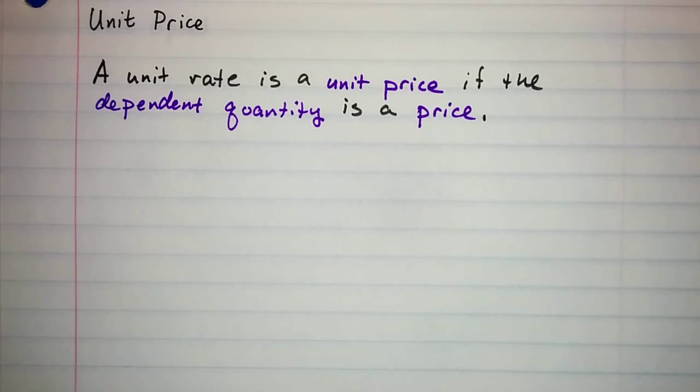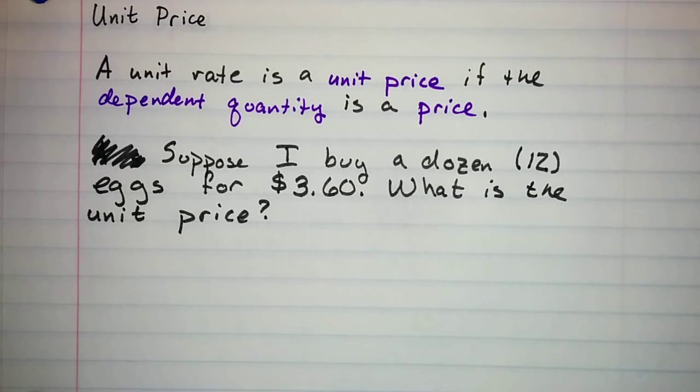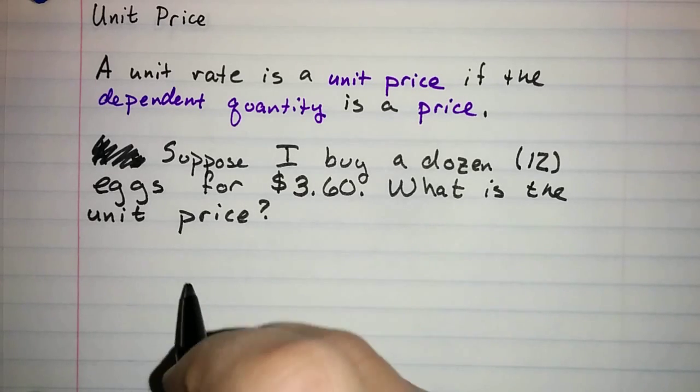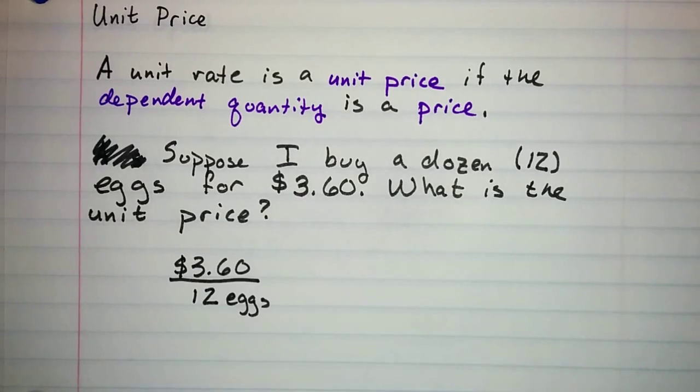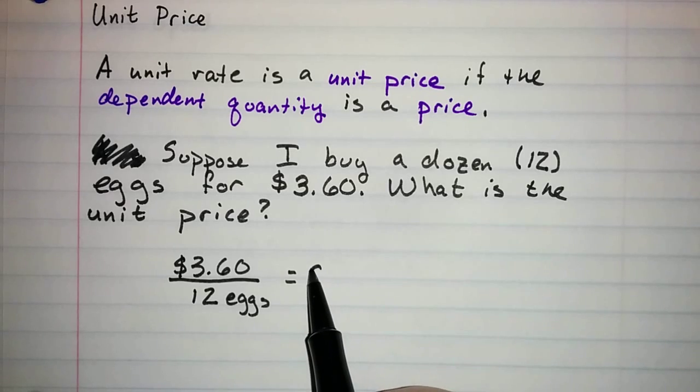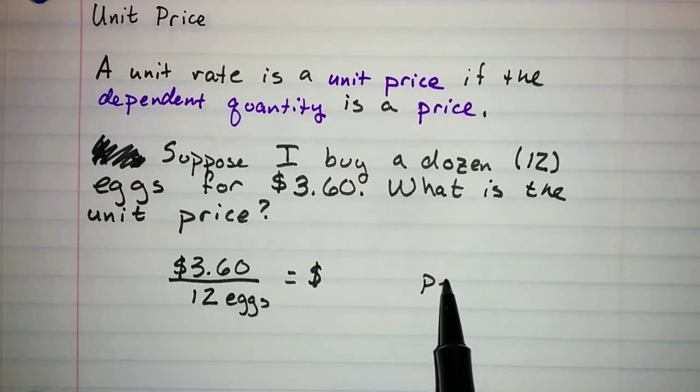So just as an example, suppose I buy a dozen, 12 eggs for $3.60. What is the unit price? Well, the rate of cost, since it's a unit price, we want the amount of money to be the dependent quantity, the number of eggs to be the independent quantity. Our answer is going to be in dollars per egg.